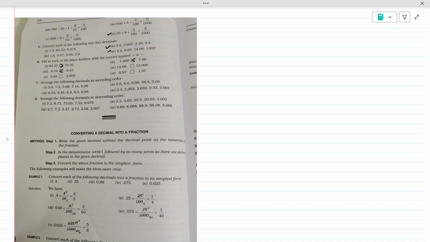So likewise, kids, you can pick the other 3 questions here. Now coming to question number 7, arrange the following decimals in ascending order.